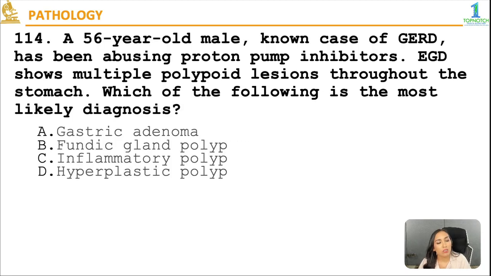Okay, let's go to 114. A 56-year-old male known case of GERD has been abusing proton pump inhibitors. EGD shows multiple polypoid lesions throughout the stomach. Which of the following is the most likely diagnosis? So the correct answer is B, fundic gland polyp.